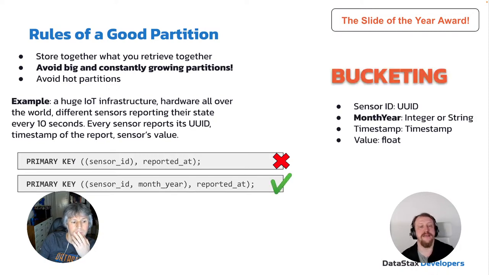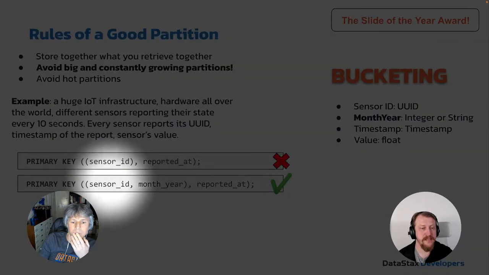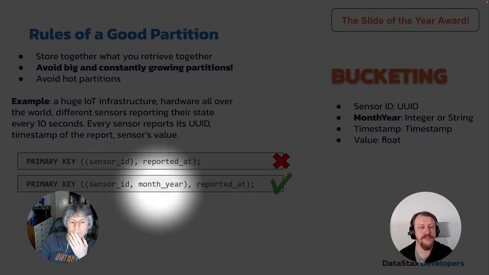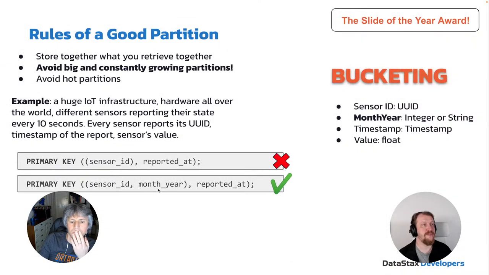So in this case, we can introduce so-called bucketing. Bucketing means we will create smaller partitions, so buckets, with the help of an additional value. In this case, you see, in addition to sensor ID as the main part of the partition key, we also introduce month-year. What is month-year? Like today is December of 2022, so it's going to be 2022-12. What happens then? New year is happening, and then there is a new month and new year. It's going to be 2023-01. So the partition key has changed.